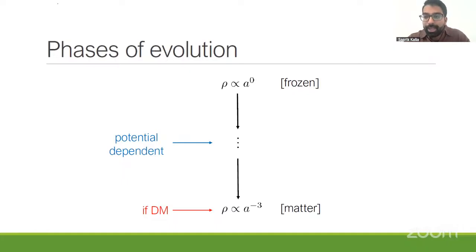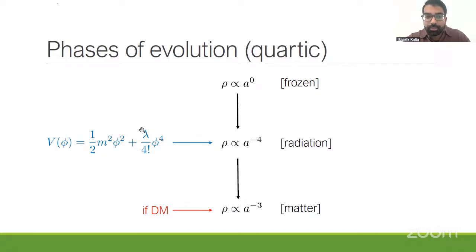So from this point, I have to pick a potential. Let me pick a quartic potential, something fairly common, fairly well motivated. Then it turns out that in this middle part, the scalar will redshift like a⁻⁴. It'll go like radiation when it's dominated by the quartic term, and then when it's dominated by the quadratic term, it'll go like matter. So these are the three phases that quartic dark matter would go through.